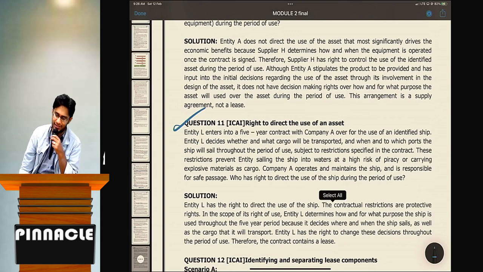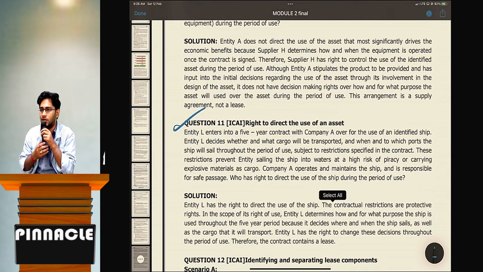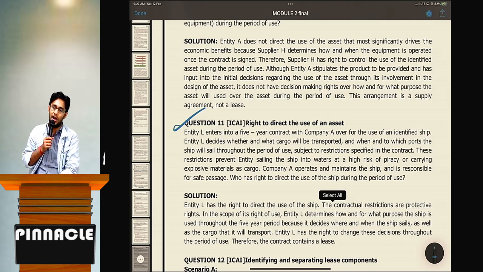There is no identified asset. Then what is this agreement? A goods sale agreement. I agree to buy goods, you agree to sell goods. I place an order, you give the goods. A normal sale agreement. If they tell you that the how and when of the asset is also predetermined, then it definitely satisfies the condition of the right to control the use of an identified asset, and therefore it might eventually become a lease transaction. See the variation: in one case you account for it as a leased asset, in the other it is simply a goods purchase and sale.